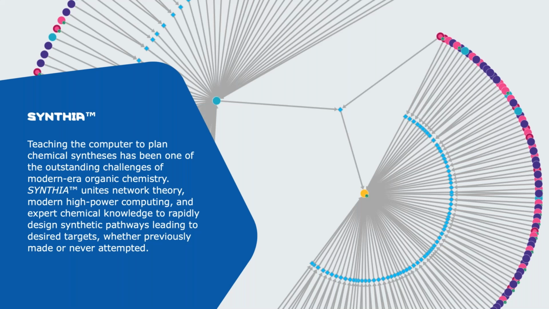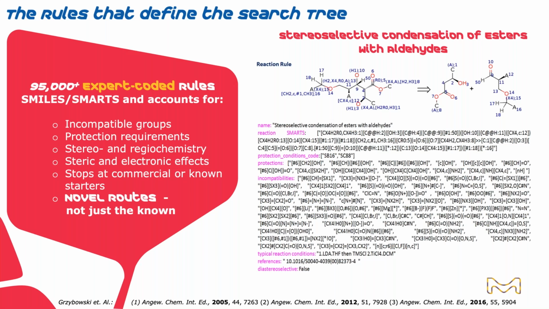So Synthia is a retrosynthetic design software. It uses network theory and modern high power computing, along with our database of expert chemical knowledge to be able to very quickly design these paths going back to your both known and novel targets. And what's really at the heart of Synthia is our database of hand-coded chemistry rules. So this is a database of basically all of the chemical transformations that you would find in organic chemistry textbooks or that you see in the published literature.